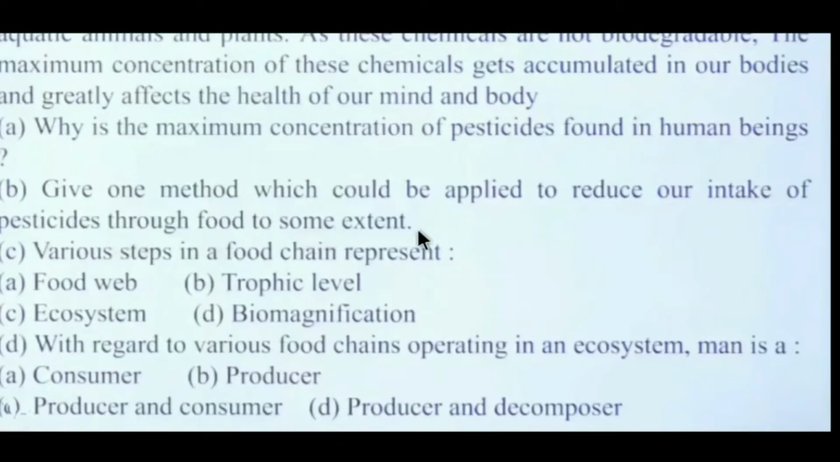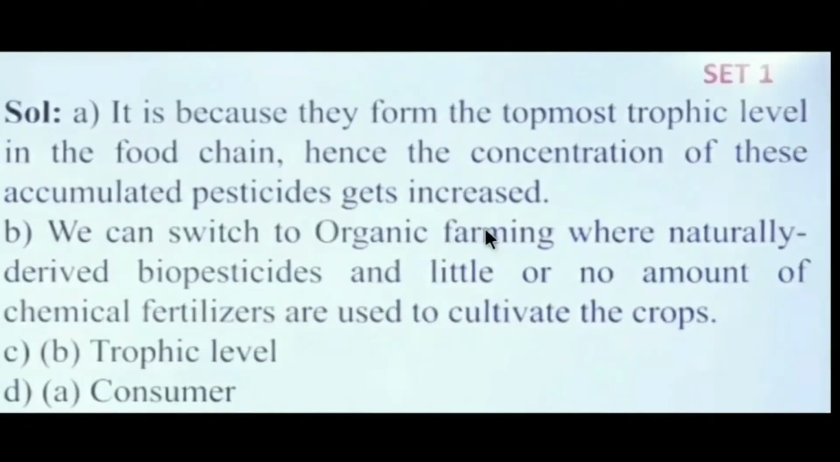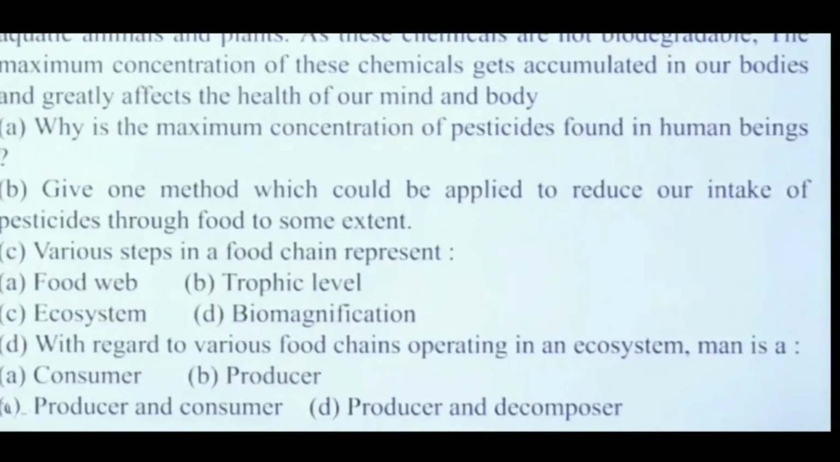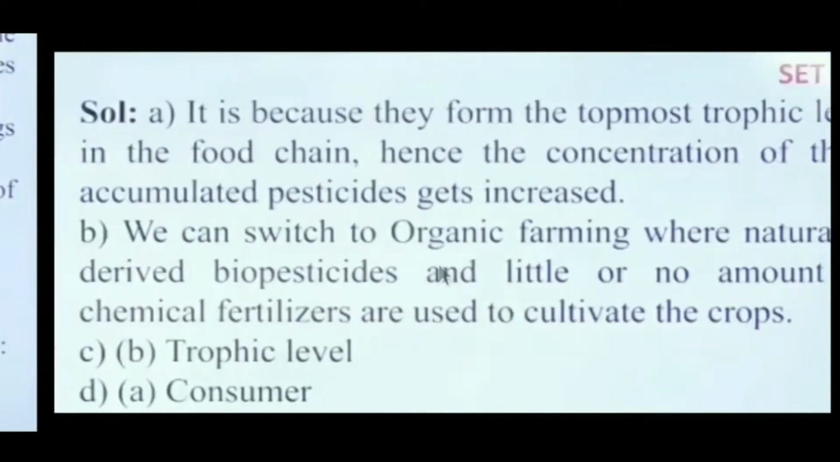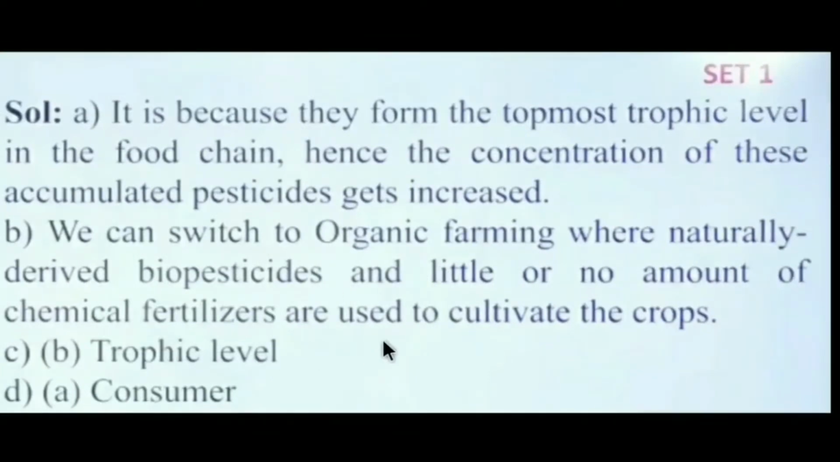Second question is, give one method which could be applied to reduce our intake of pesticides through food to some extent. So the answer is, we can switch to organic farming where naturally derived biopesticides and little or no amount of chemical fertilizers are used to cultivate the crops. And third one is, various steps in the food chain represent. So the answer is tropical level.